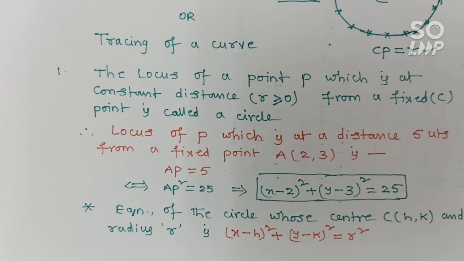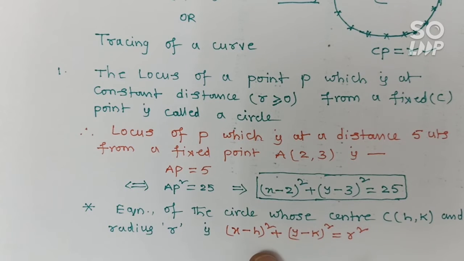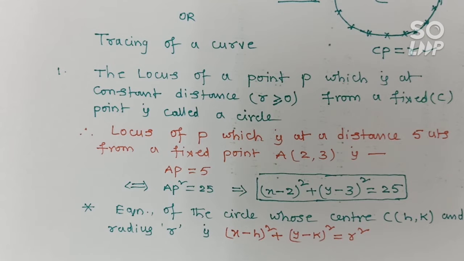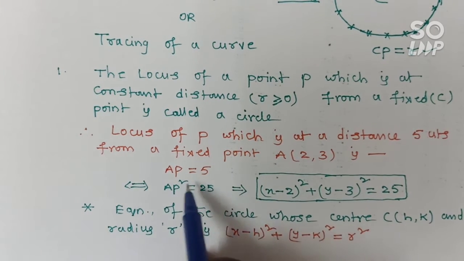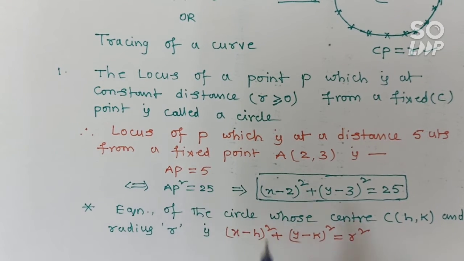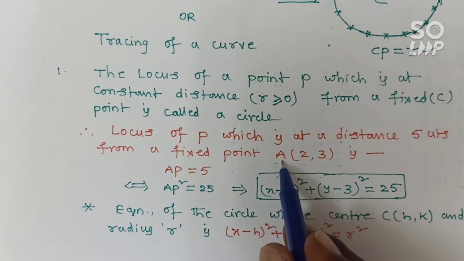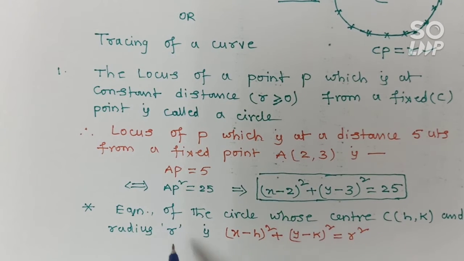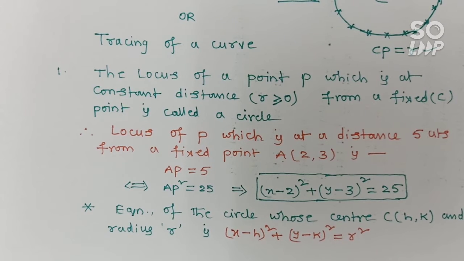So this is the equation of the circle whose center C is equal to h comma k and radius r: x minus h whole square plus y minus k whole square is equal to r square. This is the shortcut formula to find the locus of P which satisfies the given condition AP equals 5. Here, instead of A, I took the name of this point as C. So CP is equal to the radius R. CP equals R is the condition. So please remember this one.